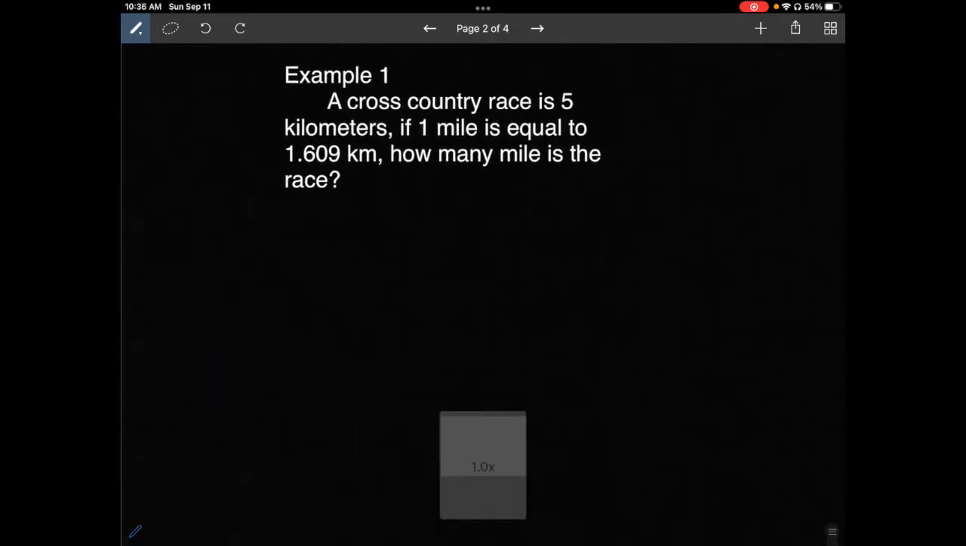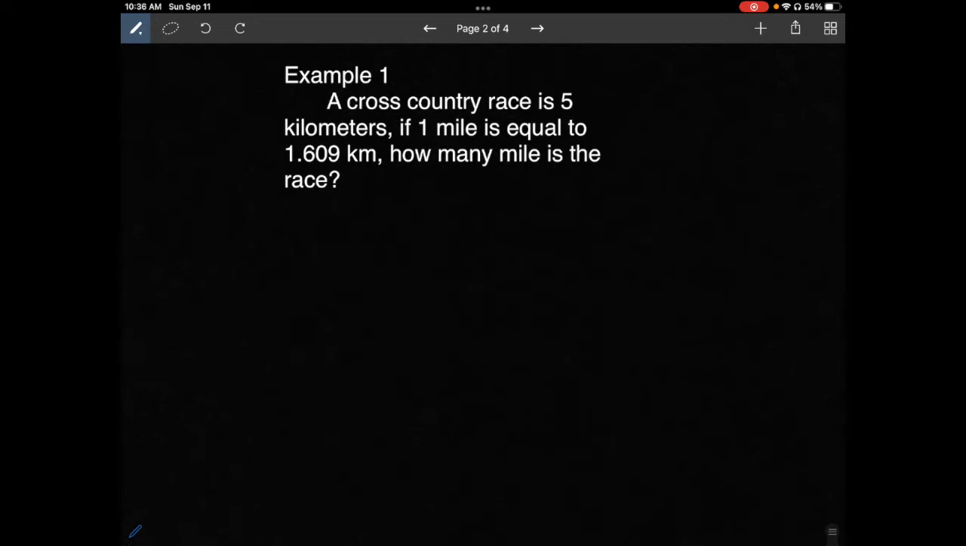So here's an example of a problem that we could solve using dimensional analysis. Now, I know I've showed you guys two different ways of expressing the math that you're doing during dimensional analysis. So I'm going to show both ways this time, and then in the next example, I'm only going to use one way. So the question says, a cross-country race is 5 kilometers. If 1 mile is equal to 1.609 kilometers, how many miles is the race?